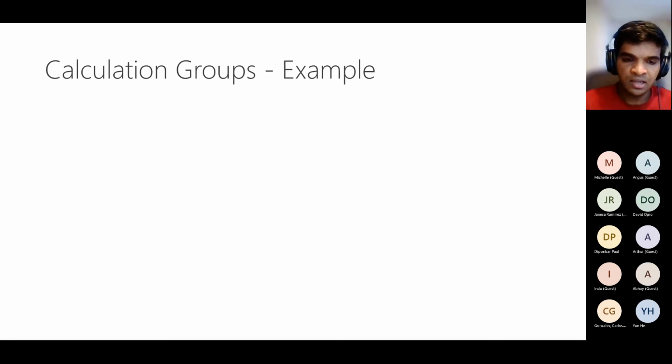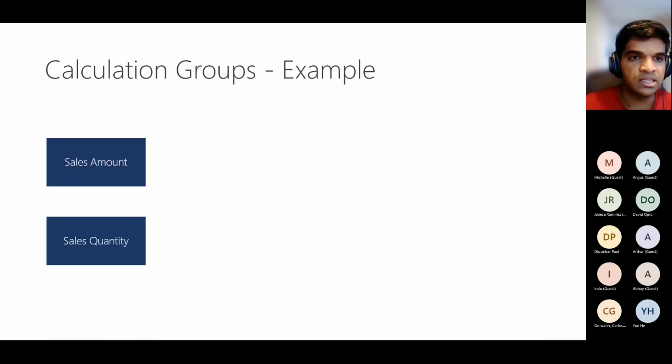Let's think of a data model, and let's say a sales data model, where you have two key base measures: sales amount and sales quantity. These are the two key base measures in this data model, and all the analytics happens with these two measures.